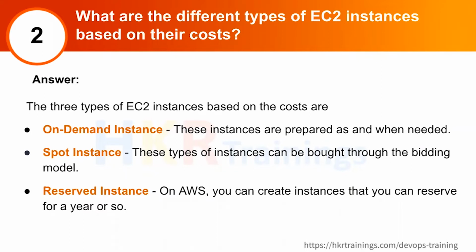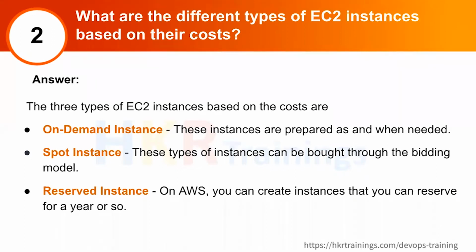The second type is the spot instances. These types of instances can be bought through a bidding model. AWS has its own quota of instances, a certain number of instances they support. Suppose some instances go unsold and are idle with AWS. AWS allows you to bid on those instances at a cheap rate, so you can get spot instances of high configuration even at cheap rates.